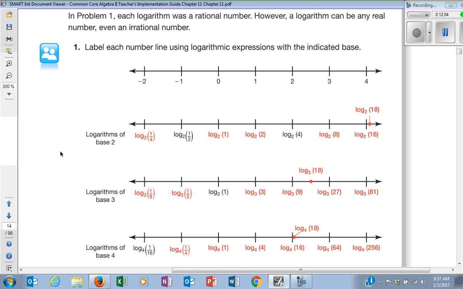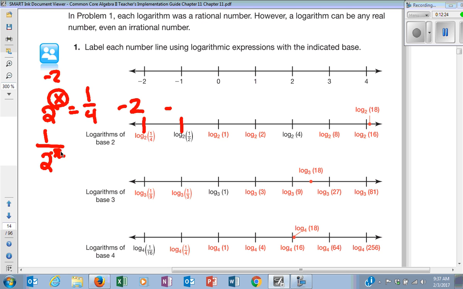And the way that you know this is, remember, how do I know that this is here and this is here, is because 2 to what power equals 1/4. Well, that would mean I need this to go down to the denominator, so it'd be 1/2 to what power, and that became a negative x, so it'd be -2, right? Because 2 to the -2 power. So this is really the number -2. This is really the number -1. This is really 0. This is 1. And that's what this number line up here is showing you.